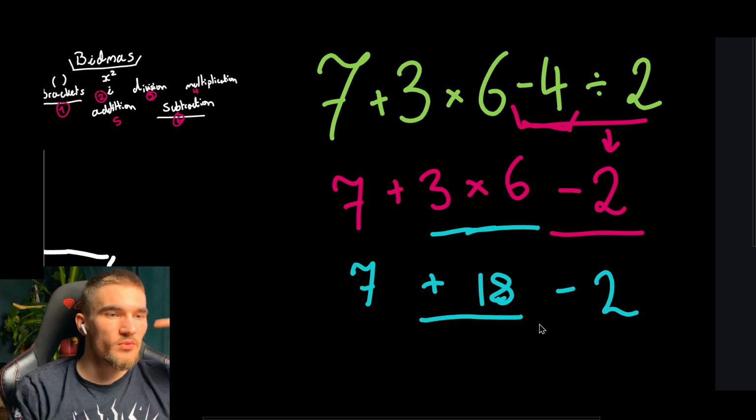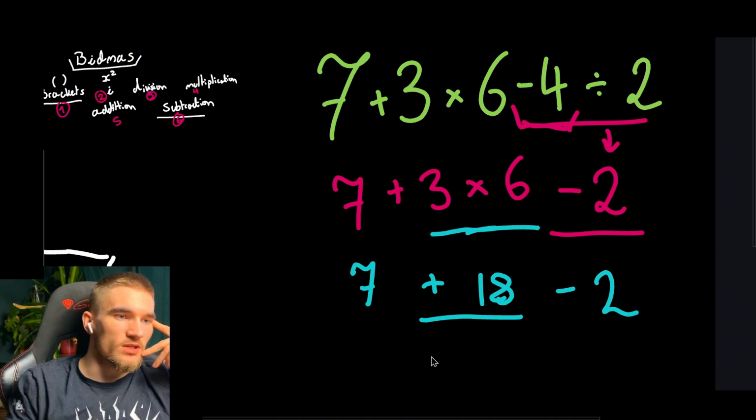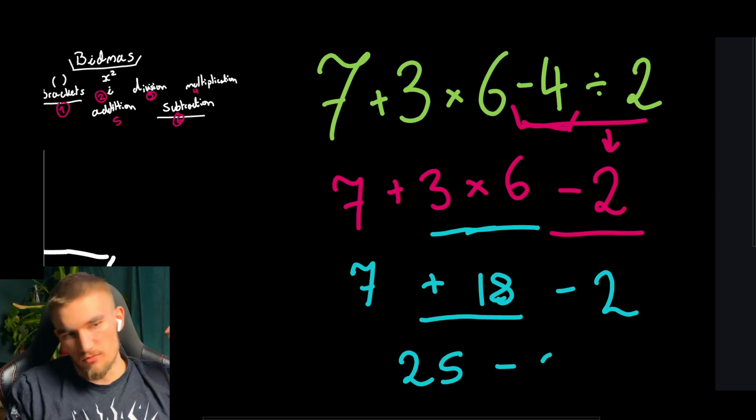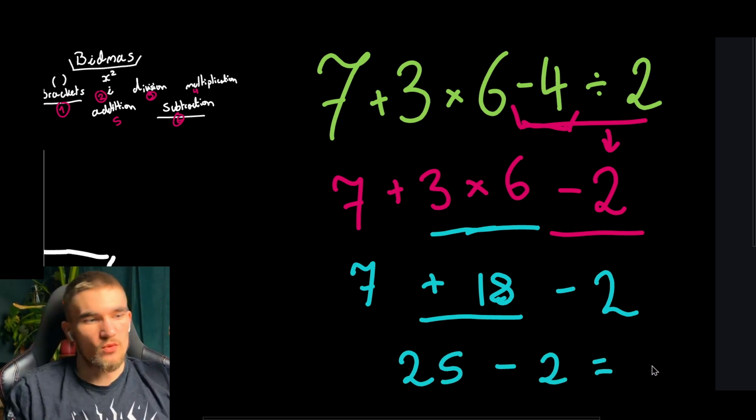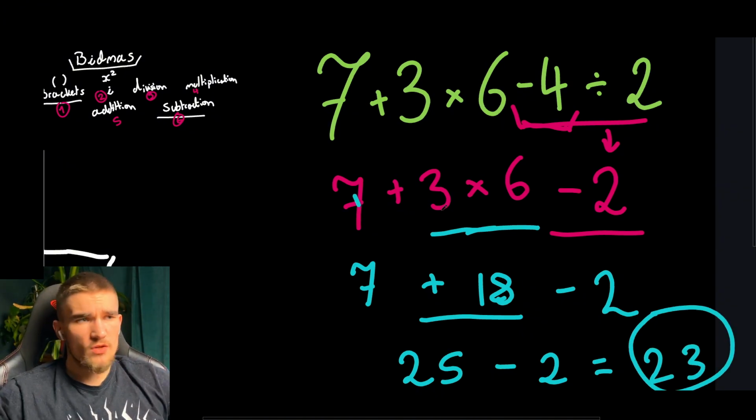And to finish up, we just have to deal with the addition and subtraction. At this point, it doesn't matter too much. So let's do 7 plus 18, which leaves us with 25. And 25 minus 2, which leaves us with 23. Here we go. Alrighty, so that's it for BIDMAS.